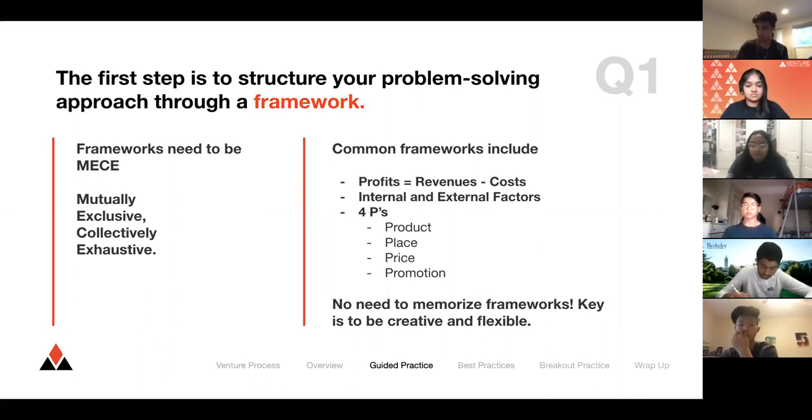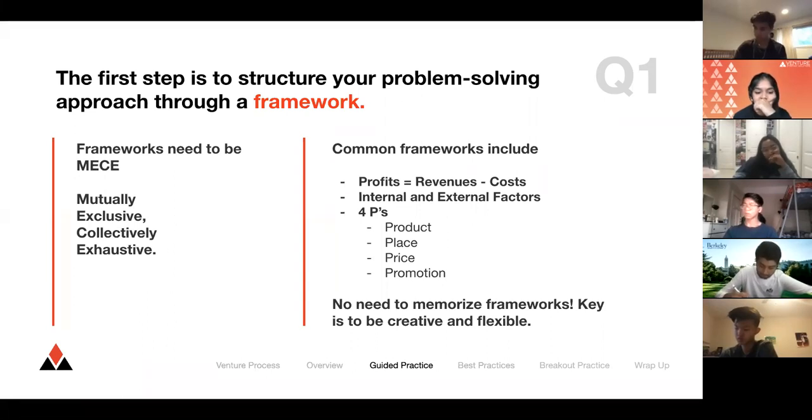So common frameworks that can help you crack some of these business problems include profits equals revenue minus costs, internal and external factors, and product, place, price, and promotion. These are all just buckets of ideas. At the end of the day, they're just buckets, right? That's a way for you to organize your ideas so that you can solve the problem. There's no need to memorize these frameworks. And the key here is actually to be creative and flexible and be very specific to the case that you have. Because if you can apply this framework elsewhere, then it might not be specific enough for this case at hand.